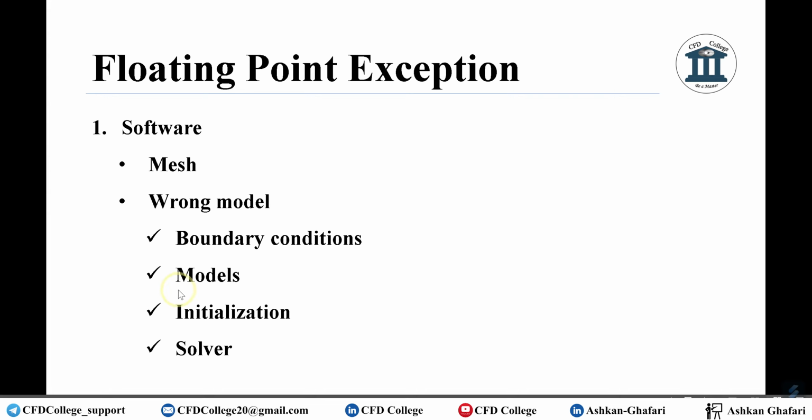Choosing wrong models. For example, the flow is turbulent, and you select the laminar model. Or, for example, the turbulence model and the mesh and the Y plus are inconsistent. What I mean is you may select K omega SST and then you have a coarse mesh and Y plus is, for example, 2000. So this may lead to floating point exception.